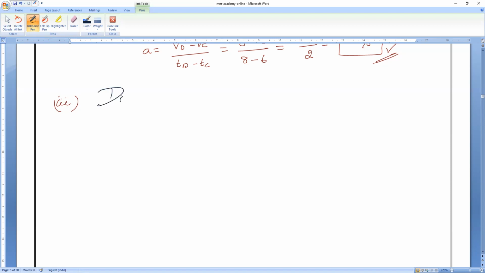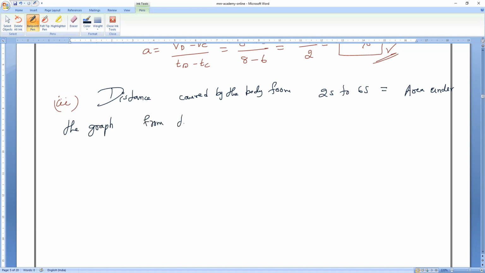Distance covered by the body from 2 seconds to 6 seconds is equal to the area under the graph from time 2 seconds to 6 seconds.